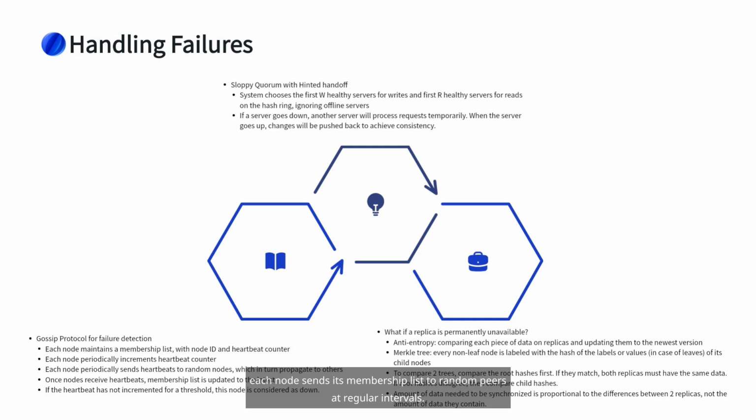Upon receiving a heartbeat, nodes update their membership list to keep it current. If a node's heartbeat hasn't increased beyond a set threshold, it's marked as down. This decentralized, probabilistic method allows us to detect failures without needing a central coordinator and ensures the system remains scalable and fault-tolerant.